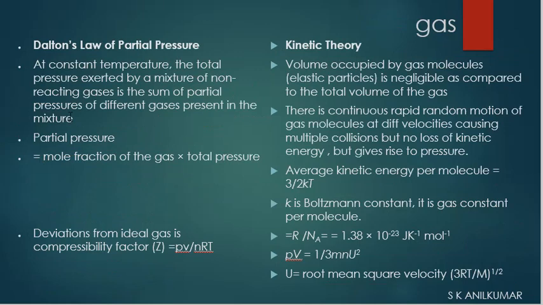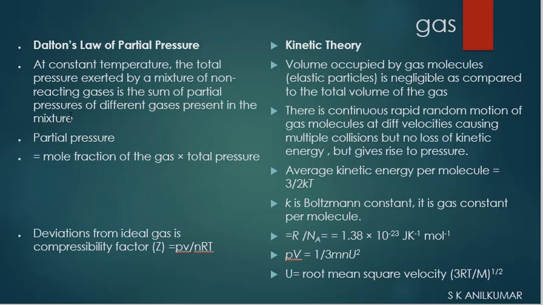What is Dalton's law? Dalton's law says at constant temperature, the total pressure exerted by a mixture of non-reacting gases is the sum of their partial pressures. So in an atmosphere with oxygen, hydrogen, nitrogen, they all have their own pressures. The pressure exerted by the atmosphere will be equal to the pressure of hydrogen plus oxygen plus nitrogen plus carbon dioxide. Why? Because they are not reacting with each other. They remain as a mixture. If they react, something else will be formed.